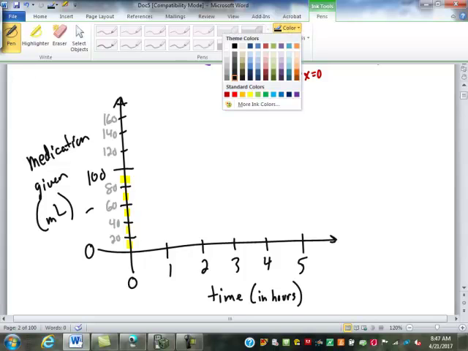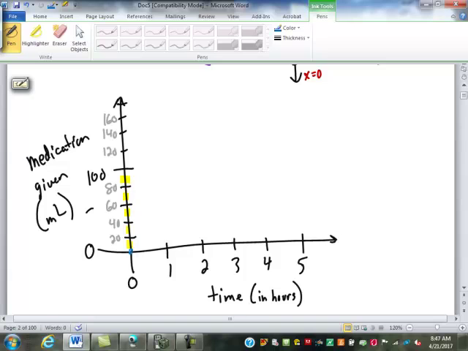So let's, for this graph, let's say that at time 0, they had not been given any medication. At the end of the first hour, they had been given 30 milliliters. Second hour, they'd been given 60 milliliters. Third hour, they'd been given 90 milliliters. Fourth hour, they've been given 120. So we can see that a straight line goes through those points.